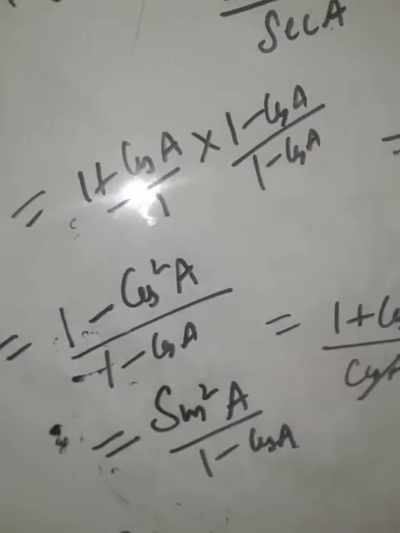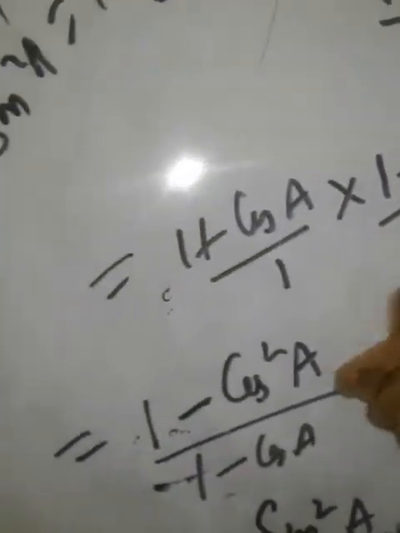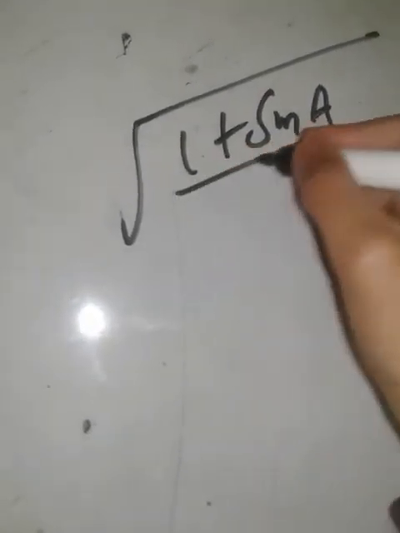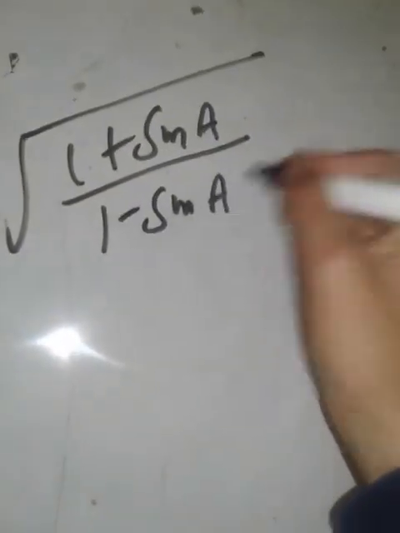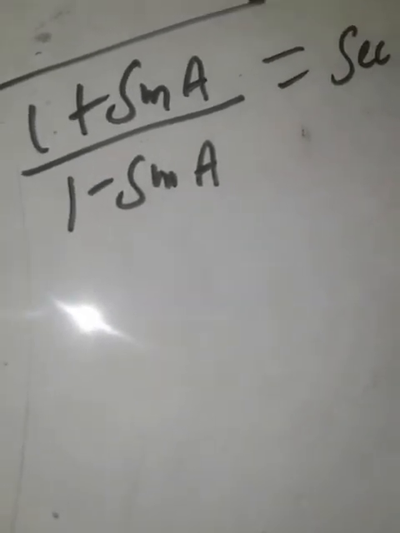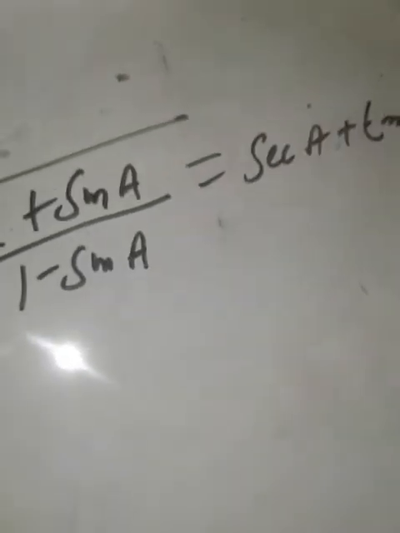Now we will do some more parts. Before that, pause the video to note it down. So another part we will do is root of 1 plus sine a divided by 1 minus sine a. We have to prove this equals sec a plus tan a. How do you do this?